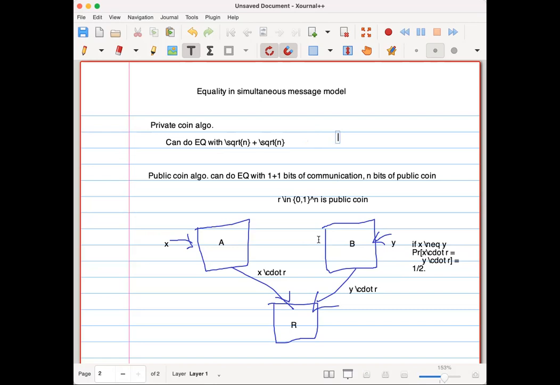What Shantan is saying is this. Recall, to drive the probability of error down, I took k copies of the public coin. To drive the probability of error down to epsilon, I needed log 1 by epsilon copies of the public coin. So if I want to drive the probability of error down to, let's say, 2 to the minus 2n or something like that, exponentially small in n, I only need something like n copies of the public coin.